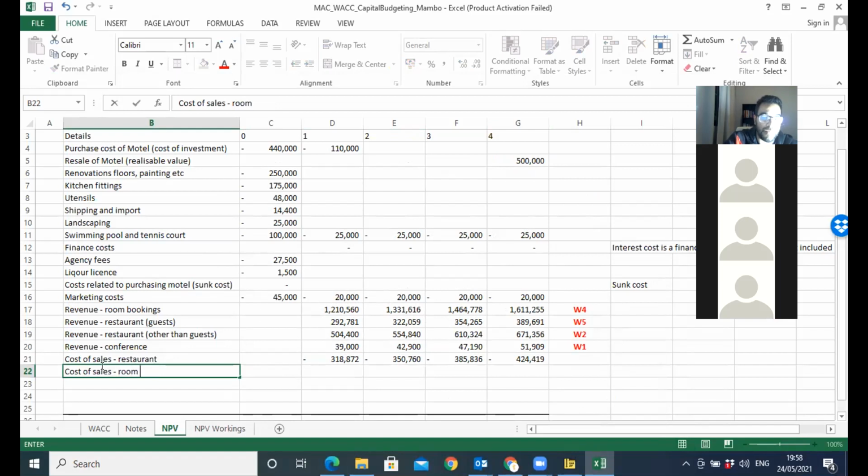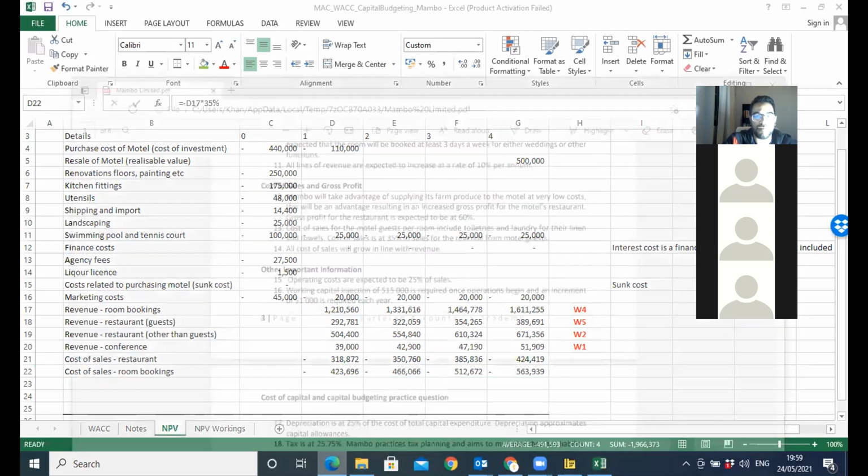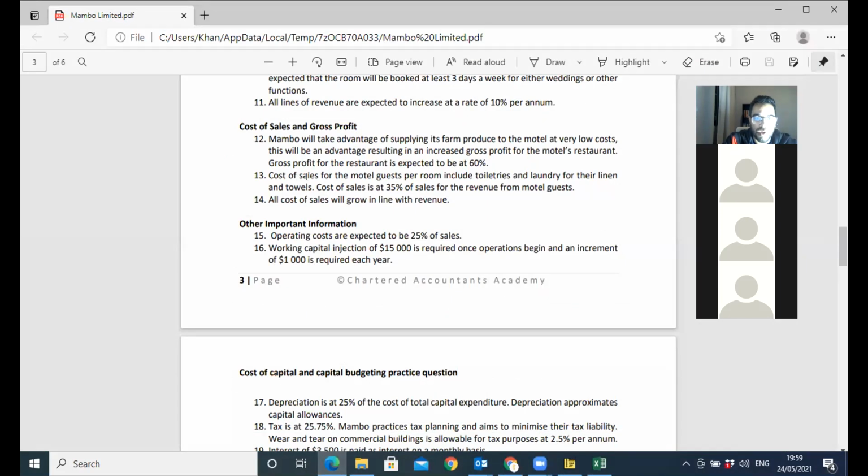Room bookings. I'm calling it room bookings. You can call it whatever you want, but because I call the room bookings under revenue, I'm going to call the cost of sales the same. So it's negative, which is a cost, multiplied by that, and the cost of sales is 35%. It's an outflow, so therefore it is negative. So cost of sales motel, okay, that's right.